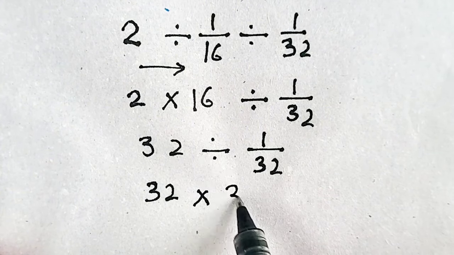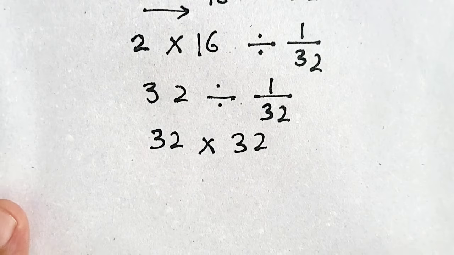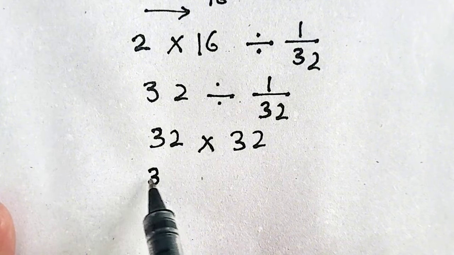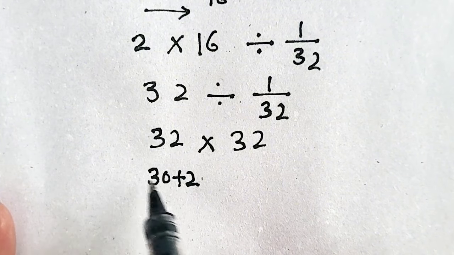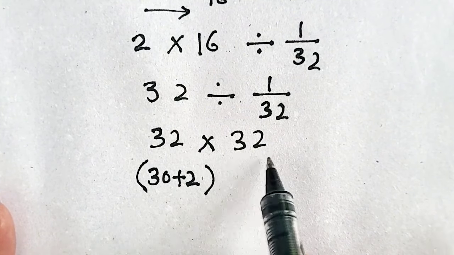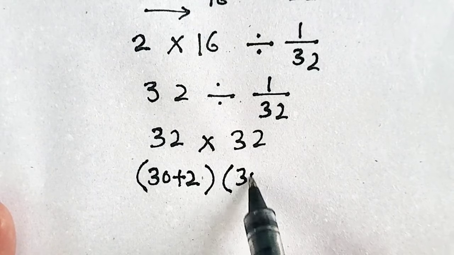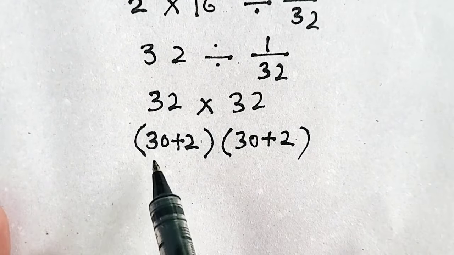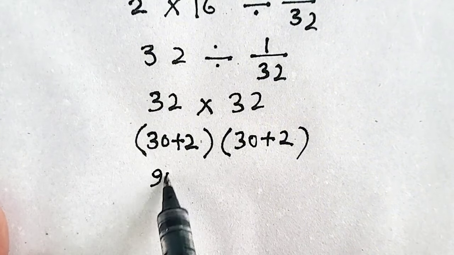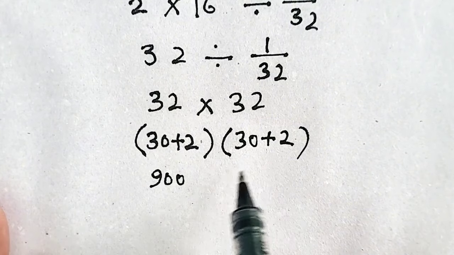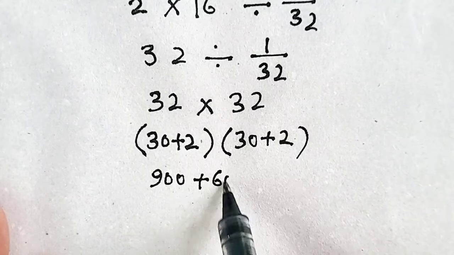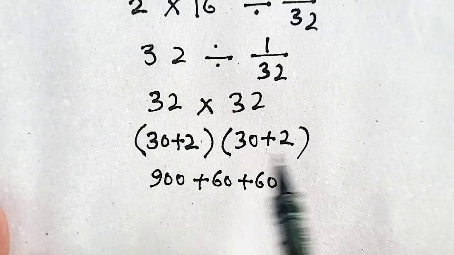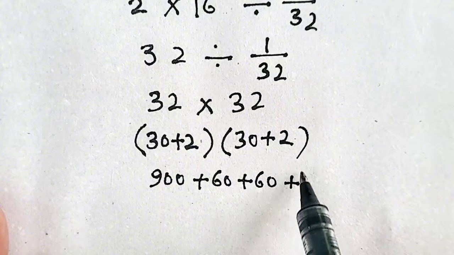will get 32. Here it is the square of 32, means we can write 32 as 30 plus 2, and also this 32 as 30 plus 2. Now we will multiply 30 times 30, it will be 900, and 30 times 2, it will be 60. Now 2 times 30, it will be 60, and 2 times 2, it will be 4.